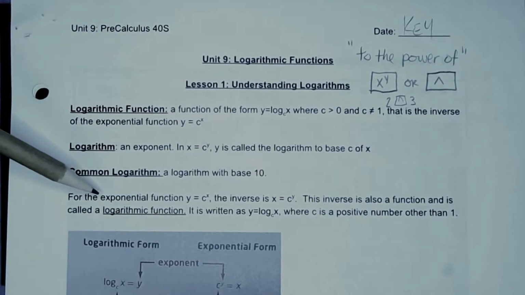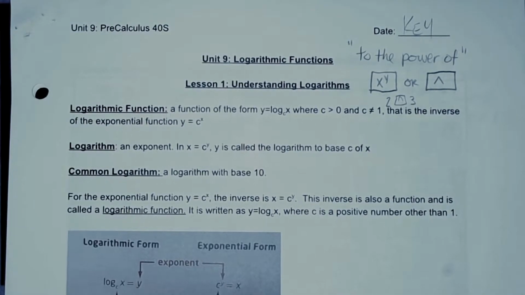So for the exponential function, y is equal to c to the x, the inverse is x is equal to c to the y. Remember, finding those inverse or reciprocal functions, we're just switching the x and y values, and you get that reflection typically over the y equals x line. So the inverse is also a function and is called a logarithmic function. It's written as y is equal to log c x, where c is a positive number other than 1.